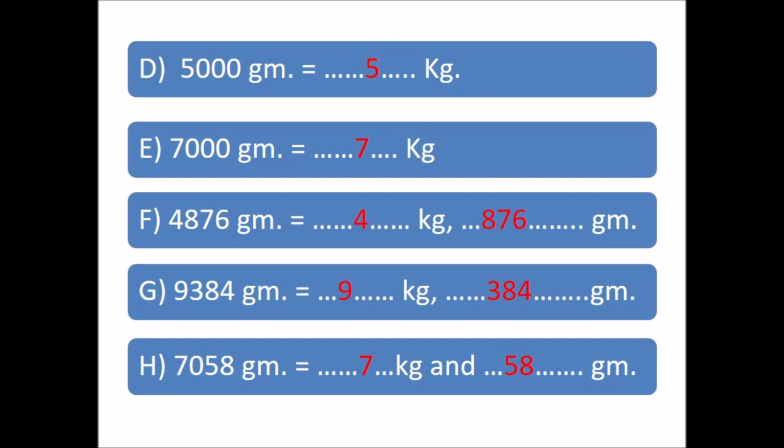Here I will switch the question and I will give you the grams and I will ask you how many kilograms it contains. So let's make the first one. 5000 grams equal how many kilograms? It contains only 5 kilograms, because if we make 5000 divided by 1000 it will give me 5 kilograms.